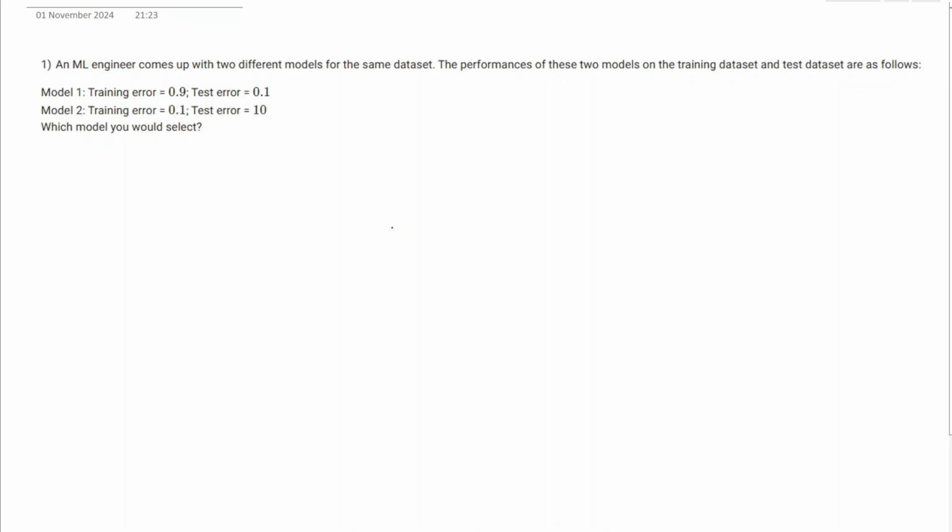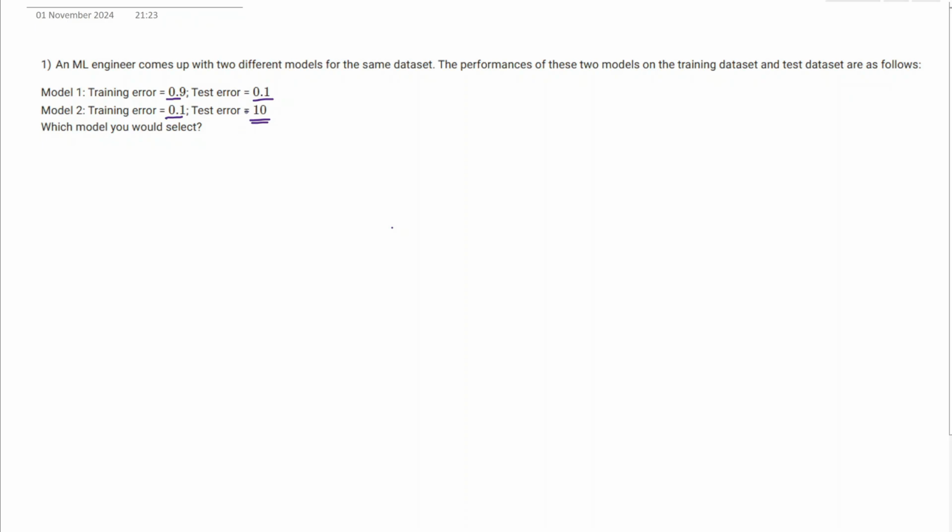So this is the first question. An engineer comes up with two different models for the same dataset. The performances of these two models on the training dataset and test dataset are as follows. For model 1, the training error is 0.9 and the test error is 0.1. And for model 2, the training error is 0.1 but the test error is 10.